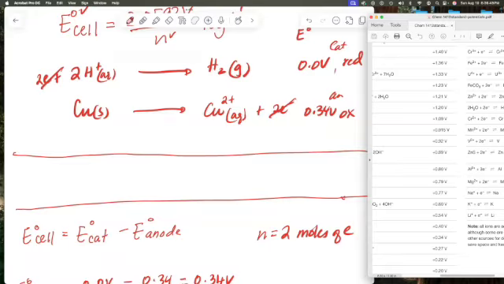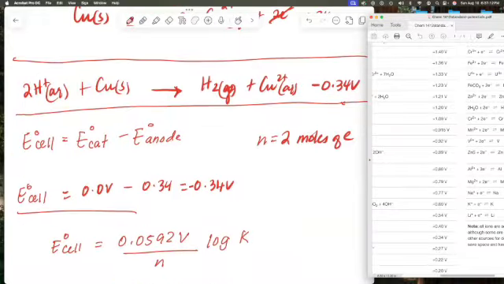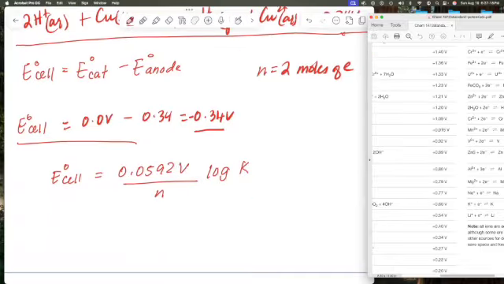Our overall reaction is what? 2H+ aqueous plus copper solid. I'm just consolidating all the formulas on the left. On the right side, I'm adding the H2 gas to Cu2+ aqueous. Okay. And this ends up being negative 0.34 volts based on what we had here. This is supposed to be negative 0.34 volts, right? Okay, so we have the E of the cell. That should be negative 0.34 volts equal to 0.0592 volts over 2. This is the moles of electrons, and then log K.